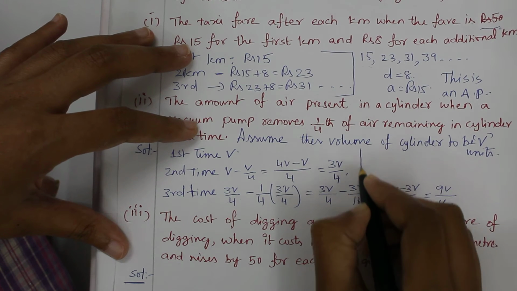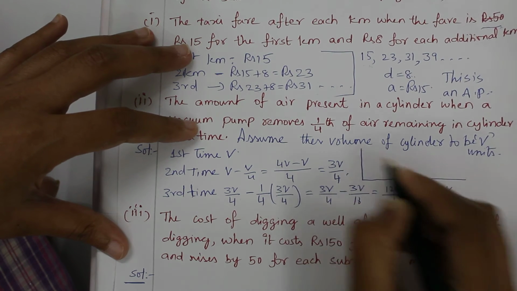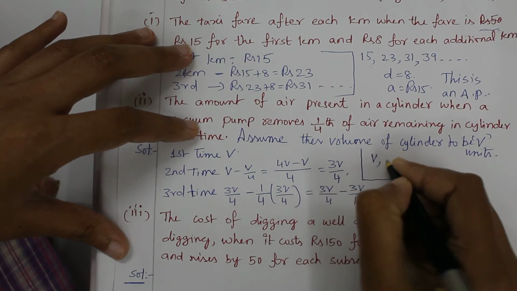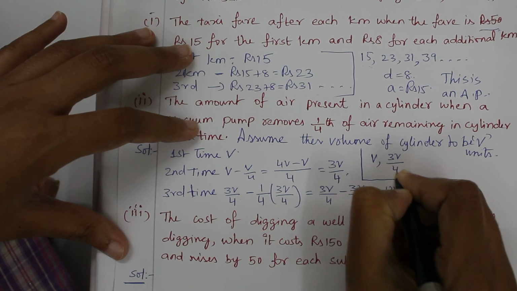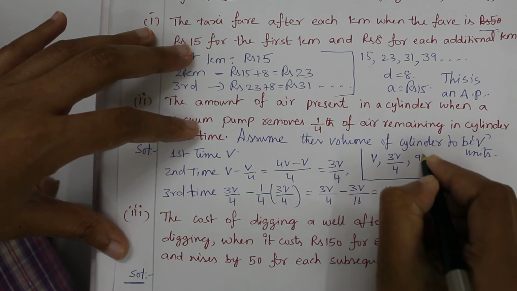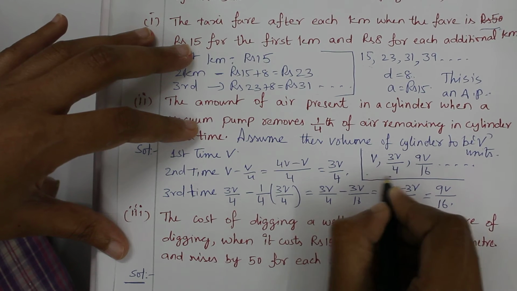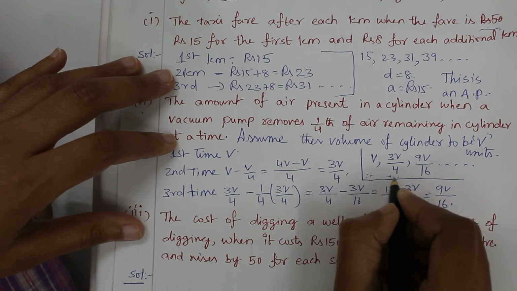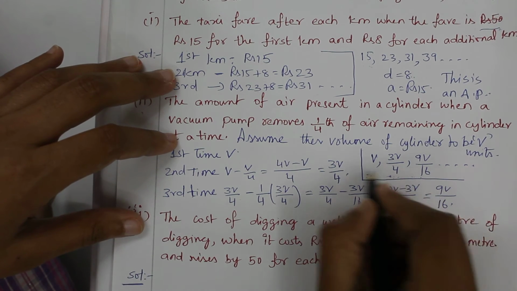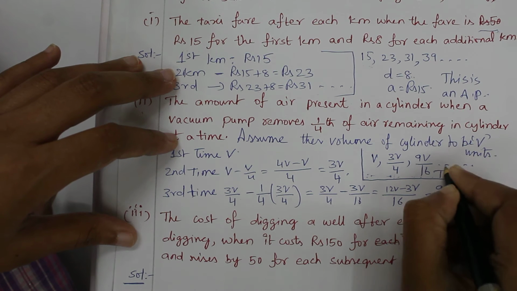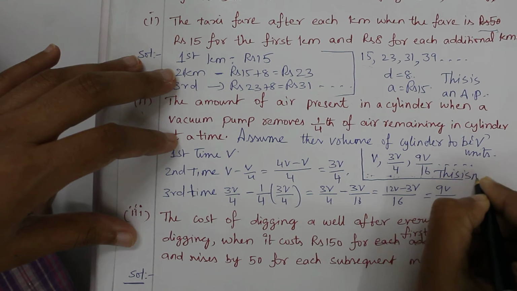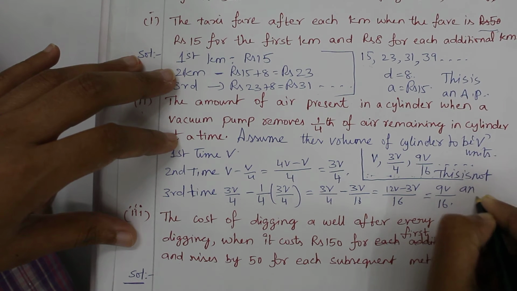So how does the series look like? V, 3V by 4, 9V by 16, and so on. Here we clearly see the difference between two consecutive terms is not equal. So that's why this is not an AP.